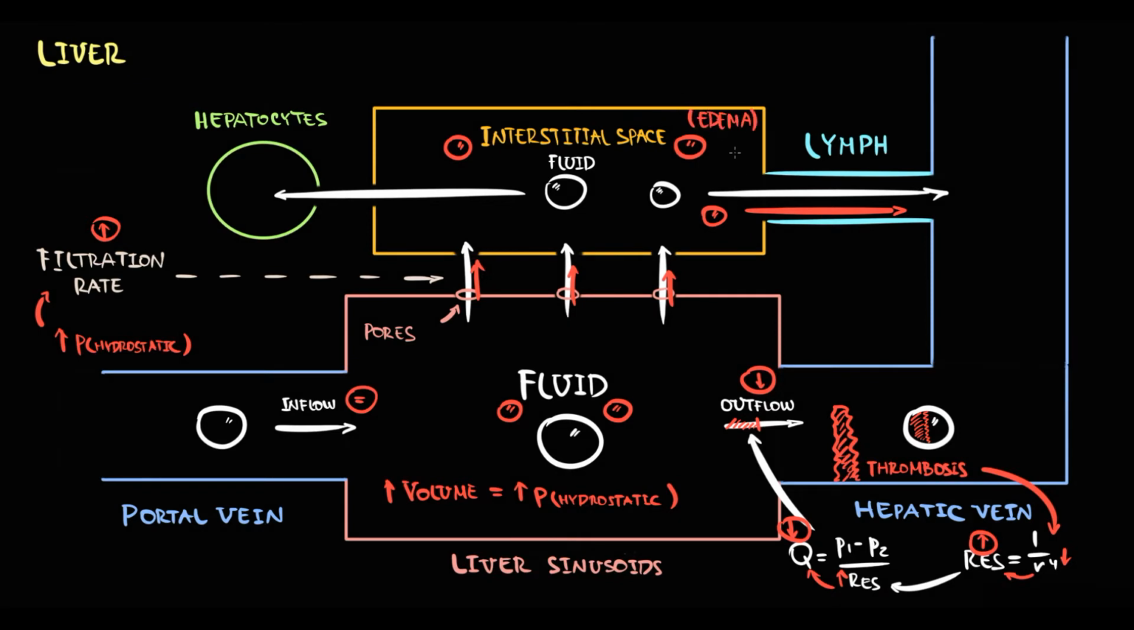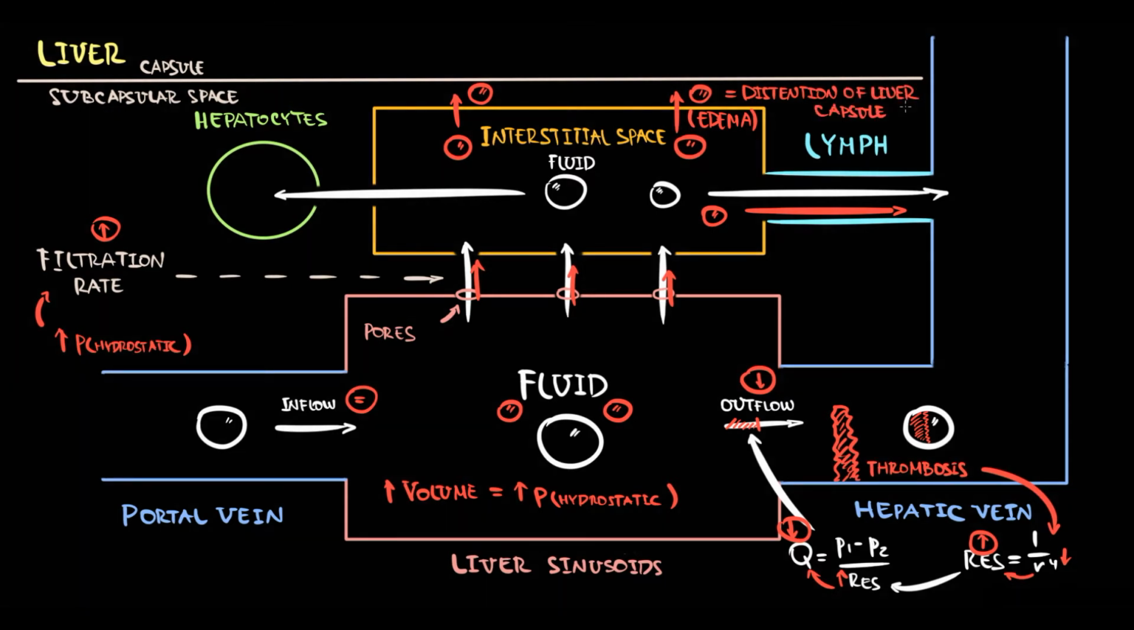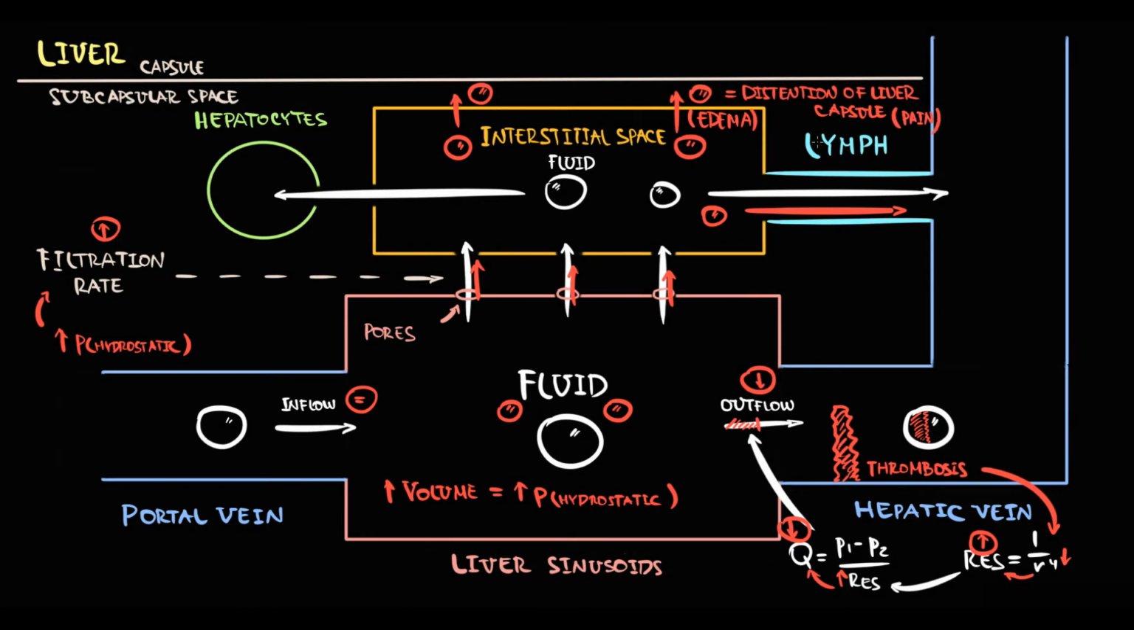From the interstitium, fluid leaves liver tissue and goes into the space between liver tissue and liver capsule. And accumulation of fluid in the subcapsular space causes distension of the liver capsule. And because the liver capsule has a lot of nerve endings, distension of the liver capsule causes abdominal pain in the right upper quadrant. Also, some portion of fluid leaks through the capsule into the abdominal cavity, and accumulation of fluid in the abdominal cavity is called ascites.